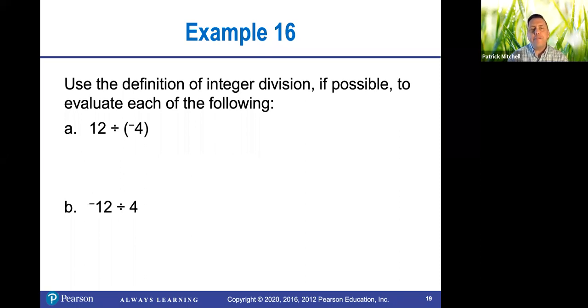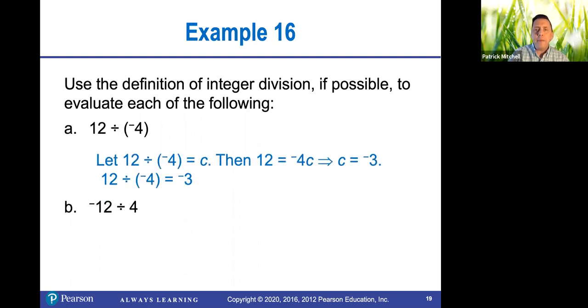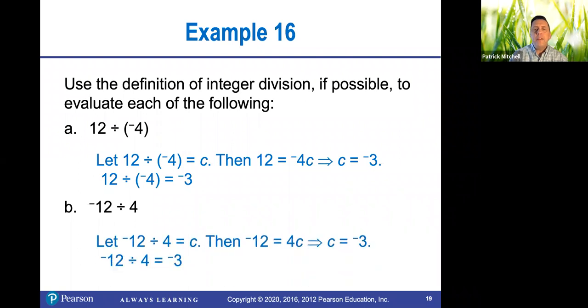12 divided by negative 4, that would be a number C, such that negative 4 times C is 12. And since we know that negative 4 times negative 3 is 12, that means the mystery number has to be negative 3. 12 divided by negative 4 is negative 3. Next, we have negative 12 divided by 4. Now we're looking for a number C such that 4C equals negative 12. And again, we know that negative 3 does that. 4 times negative 3 is negative 12. Therefore, negative 12 divided by 4 is negative 3.